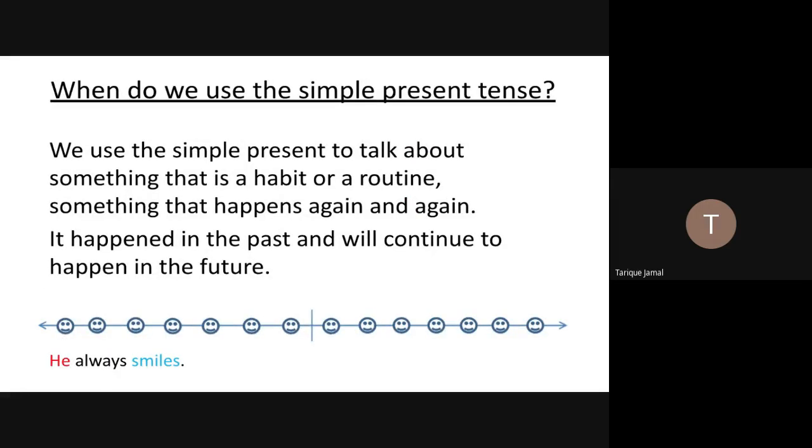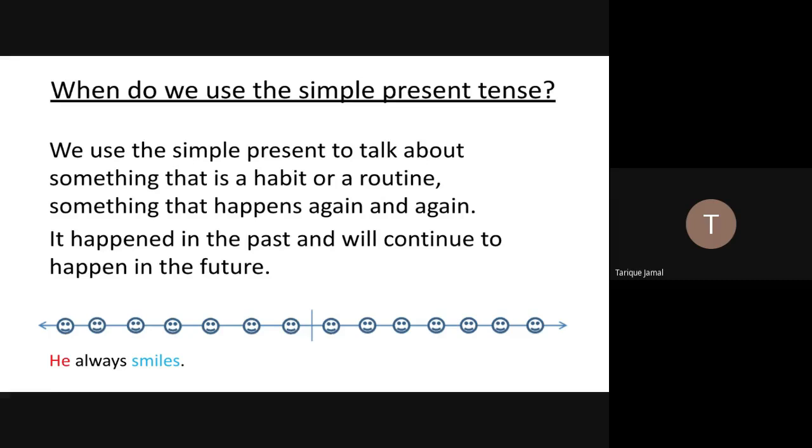So when do we use the simple present tense? We use the simple present to talk about something that is a habit or a routine, something that happens again and again. Okay? So remember, we use the simple present to talk about something that is a habit. It's a routine, something that happens again and again. It happened in the past and will continue to happen in the future. Remember that. So simple present tense is something that has happened in the past and will continue to happen in the future. Look at the example here.